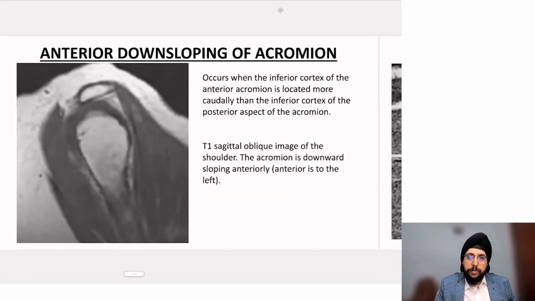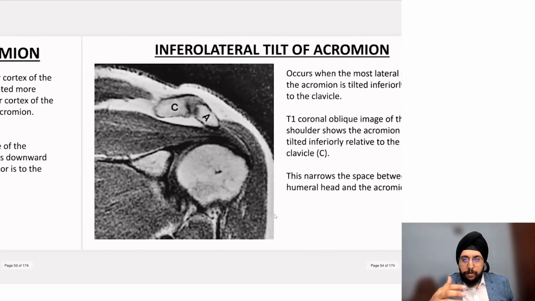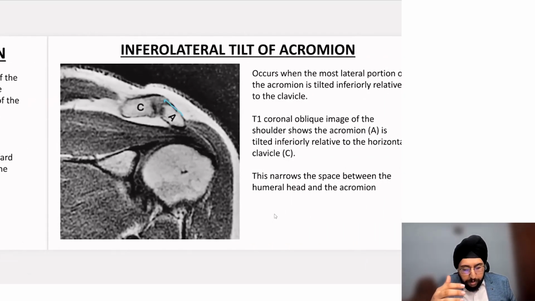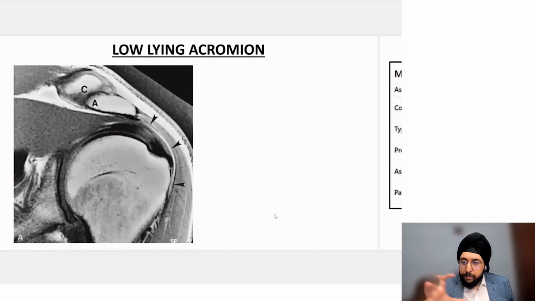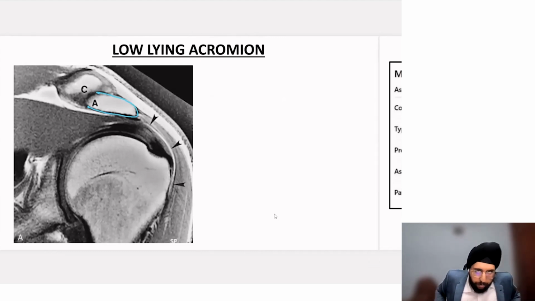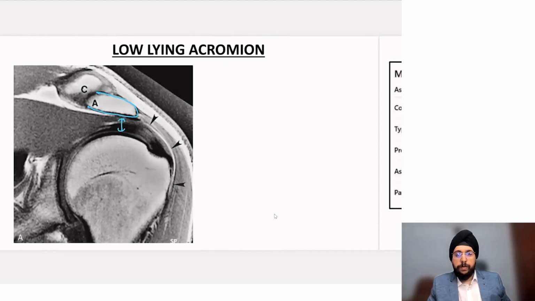Now let us look at certain more images. Just look at the images, no need to cram these. We can have anterior down sloping of the acromion. Then we can have an inferolateral tilt of the acromion. There's no objective criteria as such, but these are all the structural causes which can lead to narrowing. And then we can have a low-lying acromion. Now, the cause could be any. We can have post-trauma, post-surgery, anything which leads to a low-lying acromion. All of these things will reduce the acromio-humeral interval space.